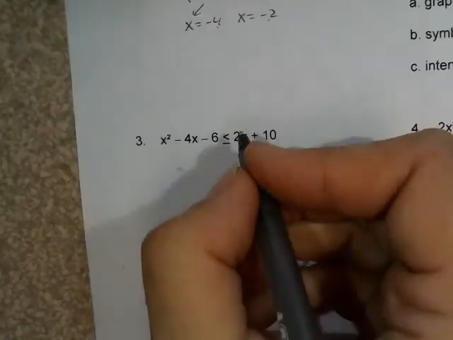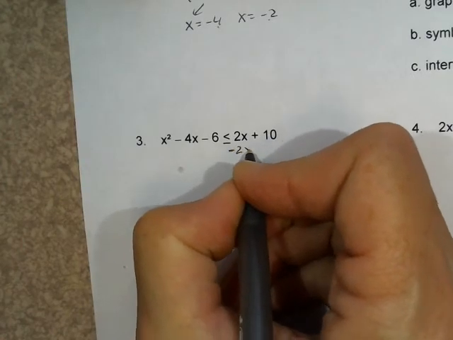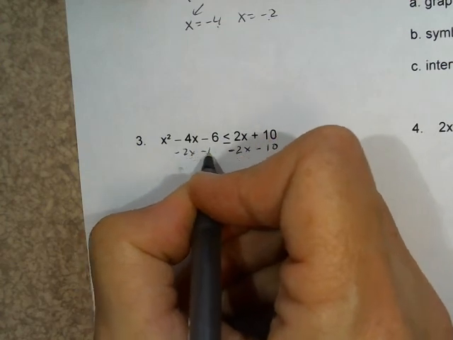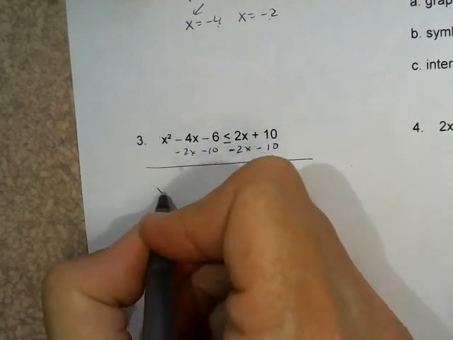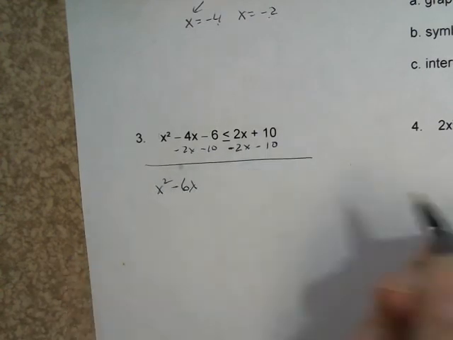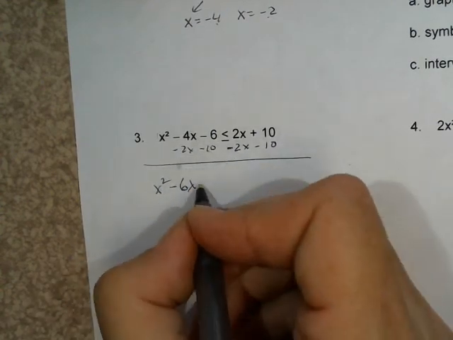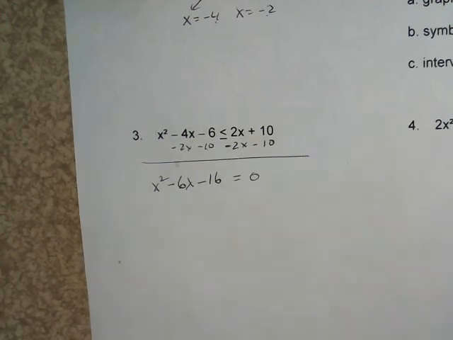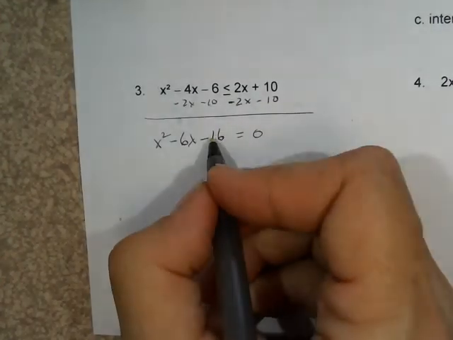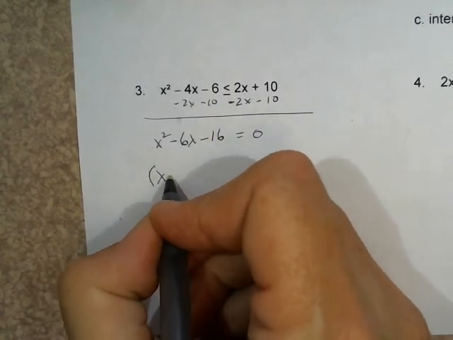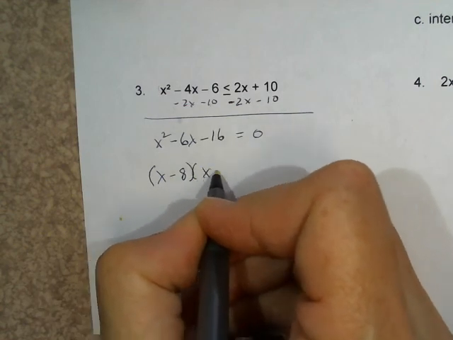The next one you're going to have to get in standard form by subtracting 2x and subtracting 10 from each side. So you have an x squared. Negative 4x minus 2x is negative 6x. Negative 6 minus 10 is negative 16. And we're going to pretend for a minute that it's an equation. The factors of negative 16 that add up to negative 6 are negative 8 and positive 2.